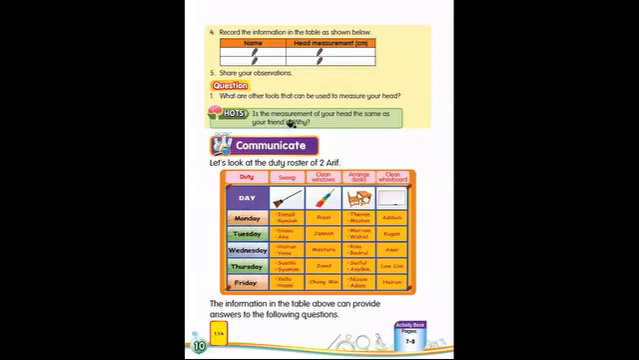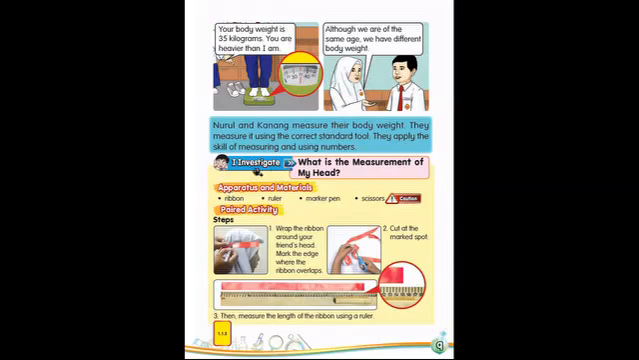Okay, so class, I need you to copy this one. What is the measure of the activity? Write down your name, write down the date and day, and write down the activity we're going to do today. What is the measure of my head? Okay, write down the apparatus and material, and write down the steps. You don't need to draw this picture, you just have to write down the steps.